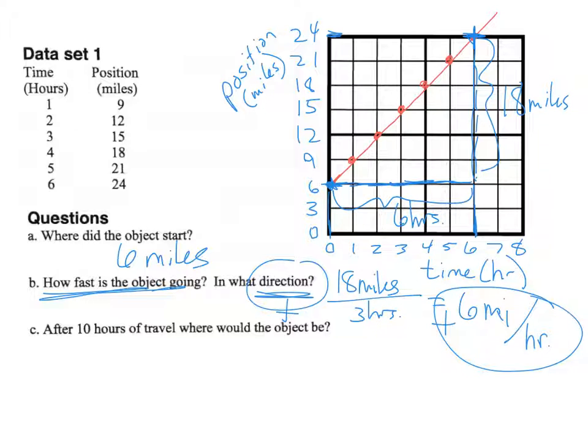Okay, so after 10 hours of travel, where would the object be? Well, if you hadn't noticed here, my graph doesn't go up to 10. I don't know where it's going to be out at 10. That'd be 7, 8, 9, 10, and I don't know where that's going to be.